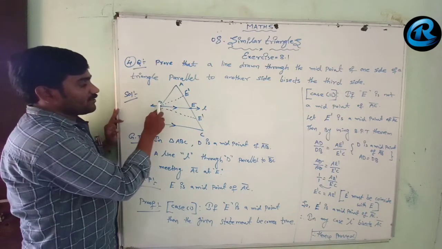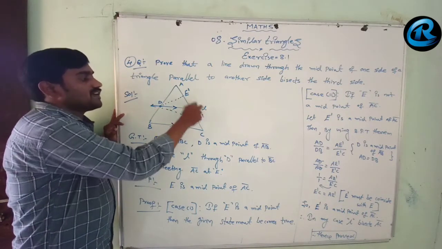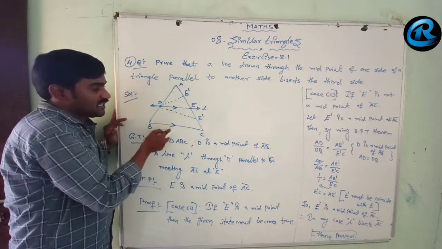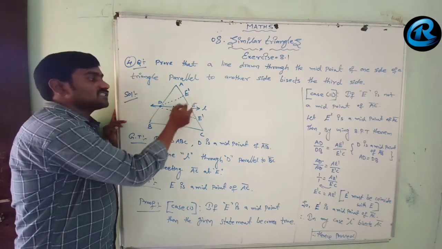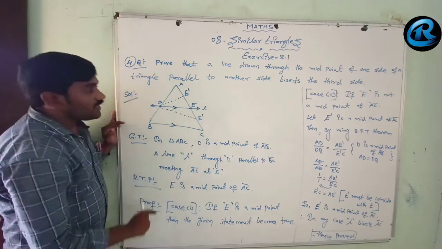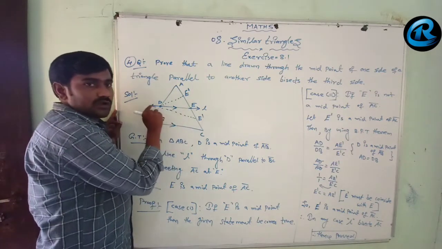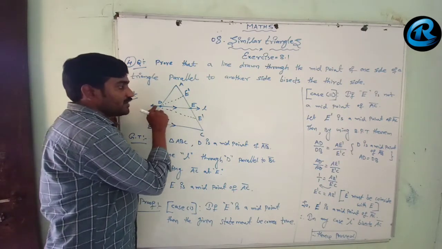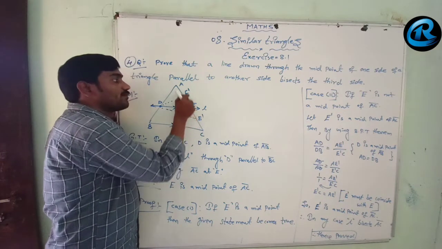Already we have drawn a line from the midpoint, parallel to the other side, and it bisects the third side. It is given that it is a midpoint and it is parallel, and we need to prove it bisects the third side, that E is a midpoint of AC. Here there are two cases. Either the line intersects exactly at the midpoint E, or it may not.